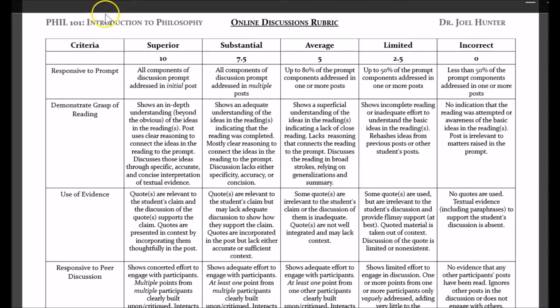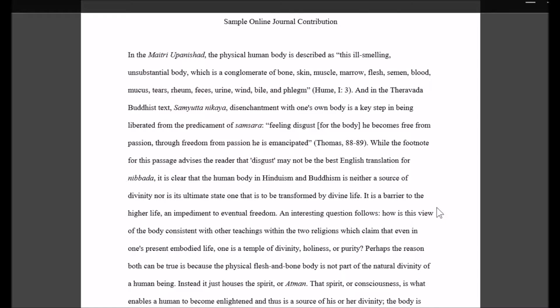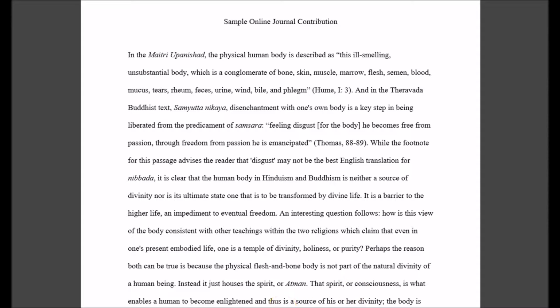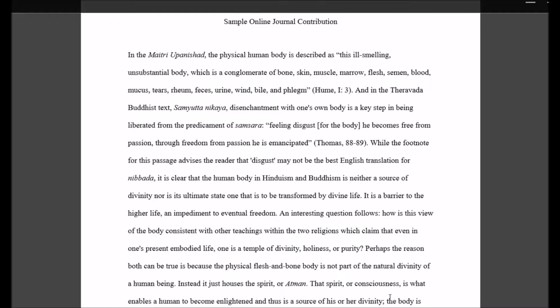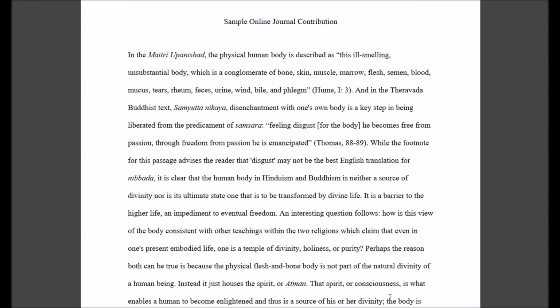Okay? So now let's look at a sample of the online discussion. This is an actual one that I revised just a little bit, because the original had been based on two texts, and that is not what you are required to do. You are only required to respond to one text. The texts that they're reading here are a Hindu text from the Upanishads, and then a Buddhist text from some Buddhist scriptures, Theravada Buddhism.